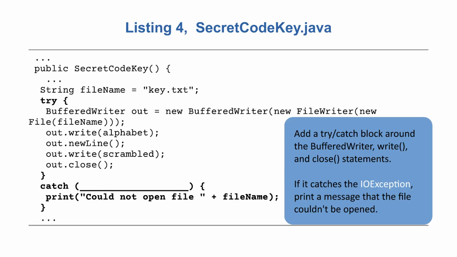Add a try-catch block around the buffered writer, write, and close statements. If it catches the I/O exception, print a message that the file couldn't be opened. Run it. What happened? It should still print both the alphabet and the scrambled alphabet in the window, but it should now also print both alphabets to a file named key.txt.